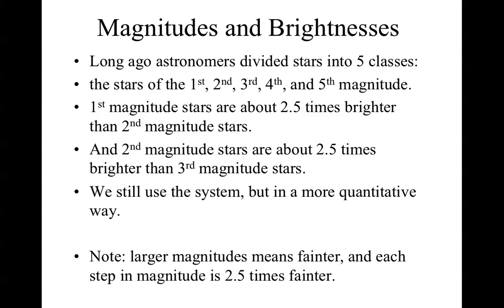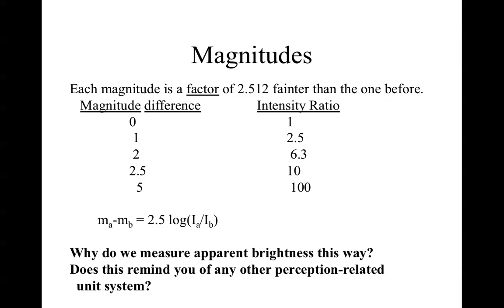Astronomers divided stars into 5 classes. These stars are the first, second, third, fourth, and fifth magnitude. As it turns out, when we have quantitative means of measuring, first magnitude stars are about 2.5 times brighter than second magnitude stars, and second magnitude stars are about 2.5 times brighter than third magnitude stars. Note that larger magnitudes means fainter, so each step in magnitude is then 2.5 times fainter than the one before. The actual difference is a factor of 2.512.